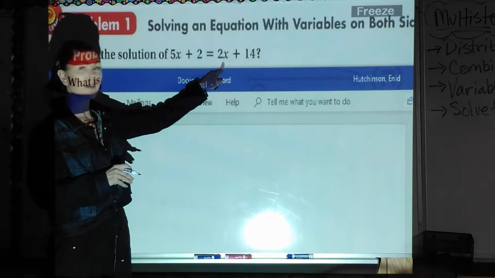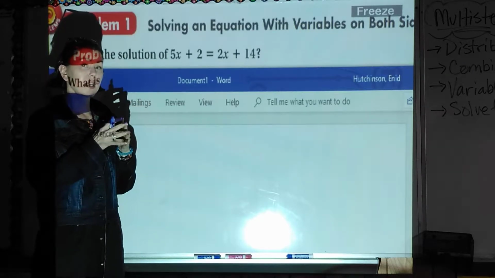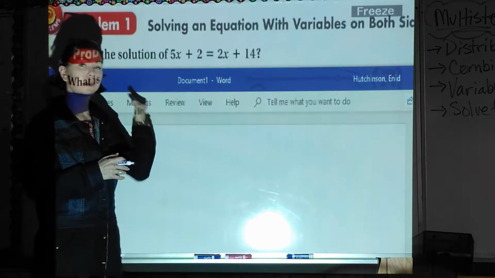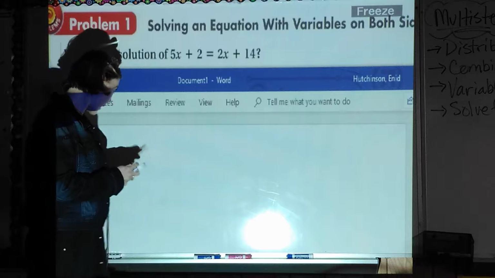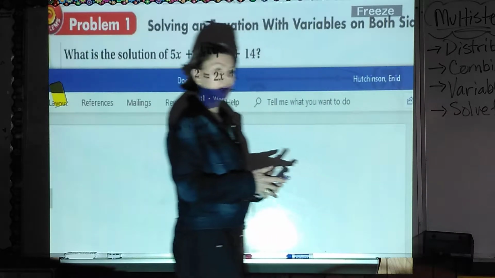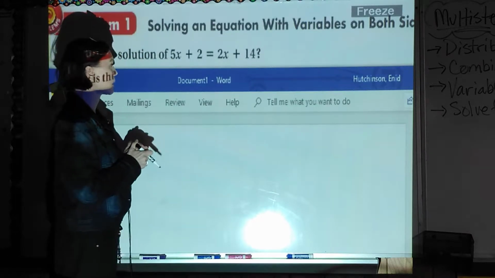You cannot have variables on both sides. You have to either move the variable to the right side of the equal sign, or move it to the left. Either way you choose, you're going to get the correct answer anyway. But I'm going to show you something, so don't write down this first part yet. I just want to show you something first.